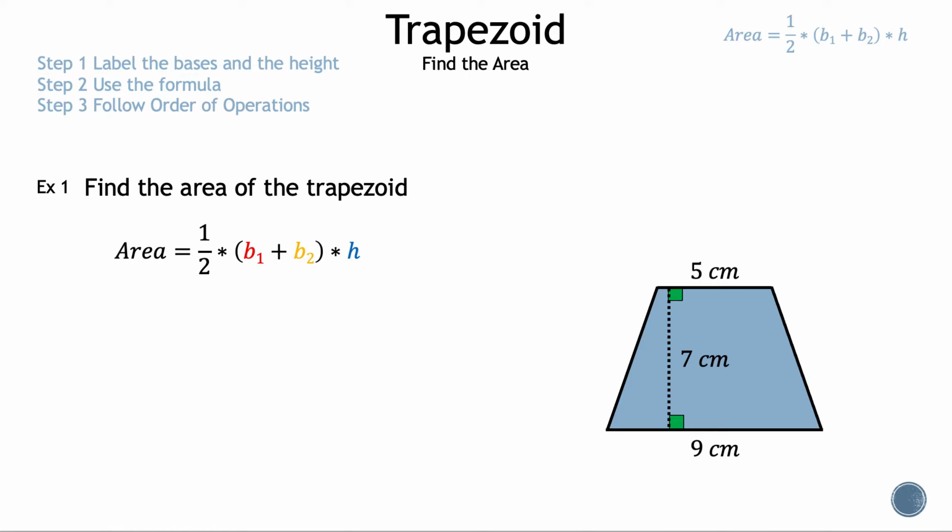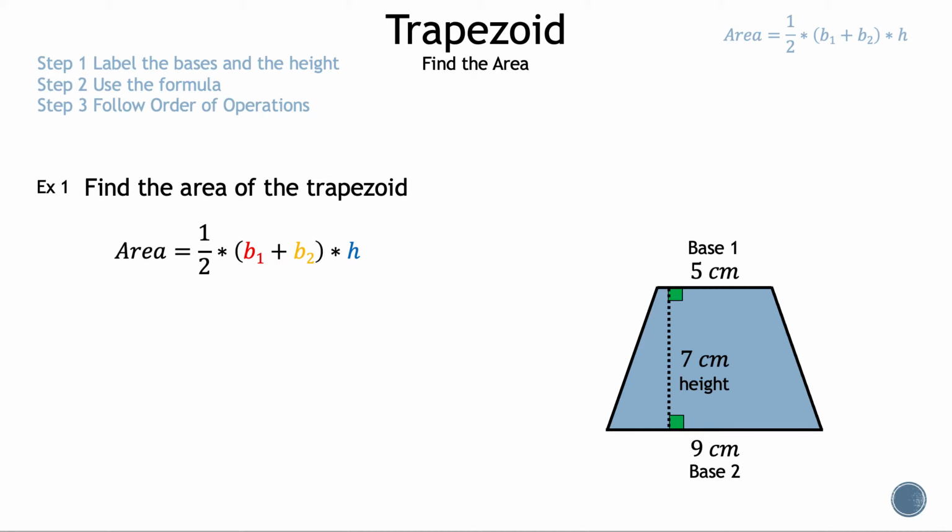Now let's read the question. Find the area of the trapezoid. Luckily for us, the area formula is already written down, and that formula is area is equal to half times (b1 plus b2) times h, where b1 is base 1, b2 is base 2, and h is your height. Now let's go ahead and label our bases and our height.